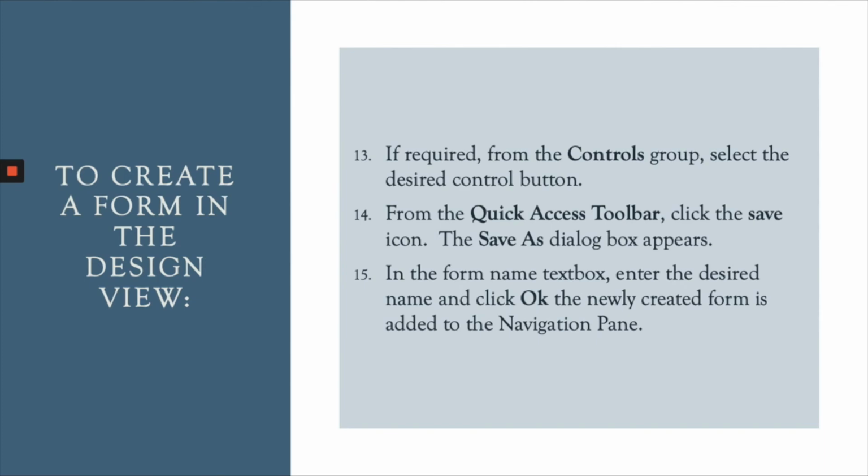From the Quick Access toolbar, click the Save icon. The Save As dialog box appears. In the Form Name text box, enter the desired name and click OK. The newly created form is added to the navigation pane. When you click OK, the newly created form will appear in the navigation pane.